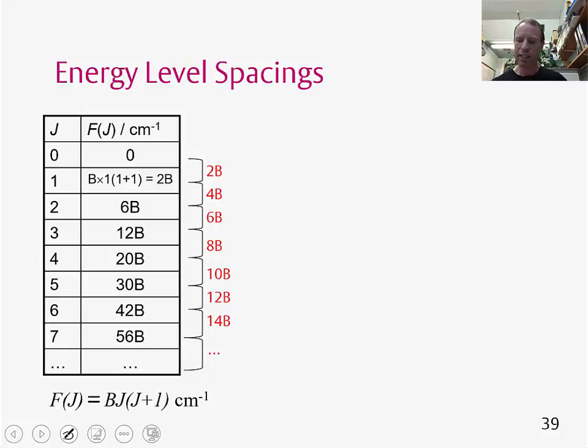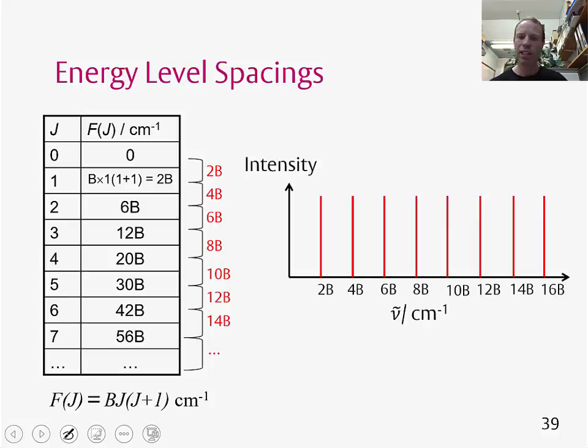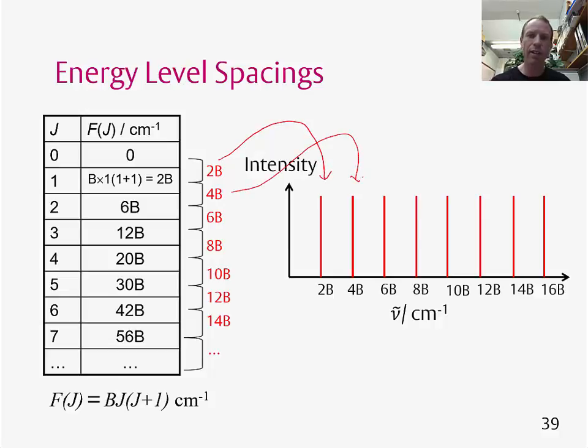So if we were to plot these on a spectrum, we get a spectrum that looks like this. So we have transition wave number across the bottom with units of centimetres to the minus 1, intensity up the y-axis, and we'll get a peak at 2B, so that's this one here. We'll get a peak at 4B, so that's this one here. And so on. So we're getting a series of transitions. So this is telling us where the peaks are going to occur.